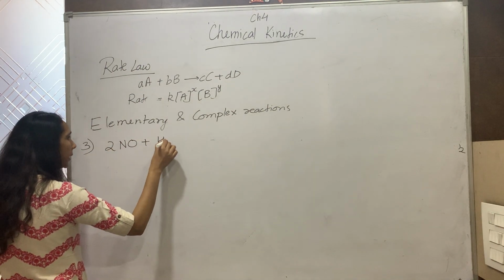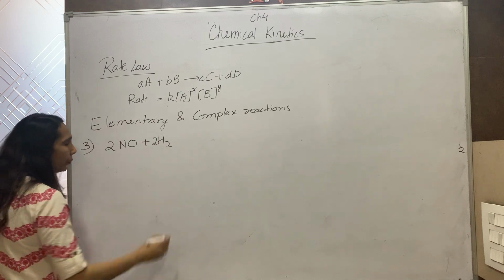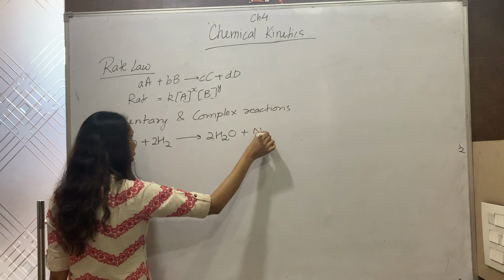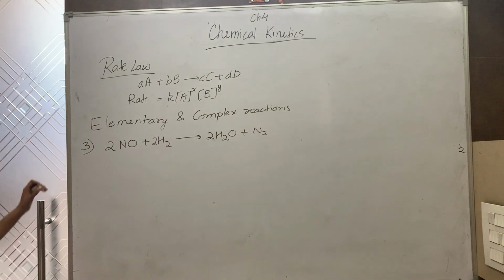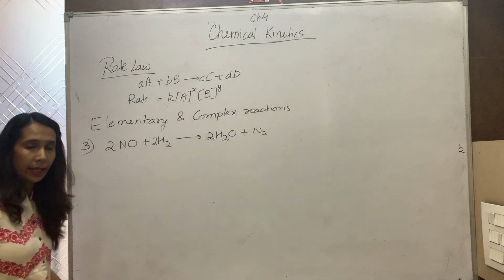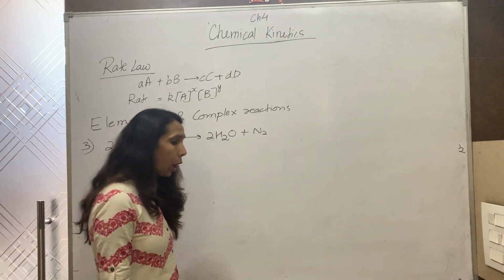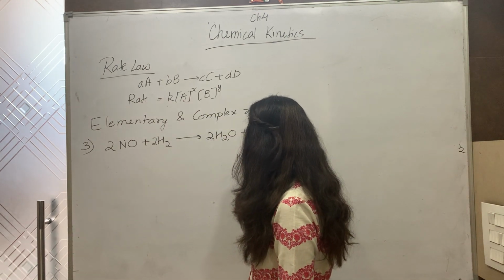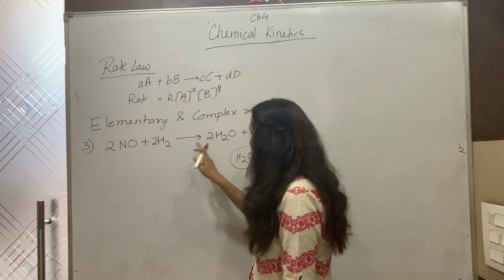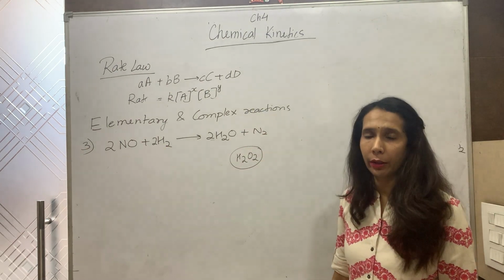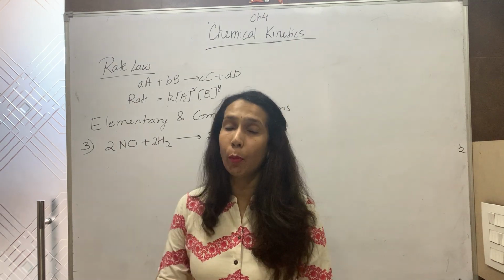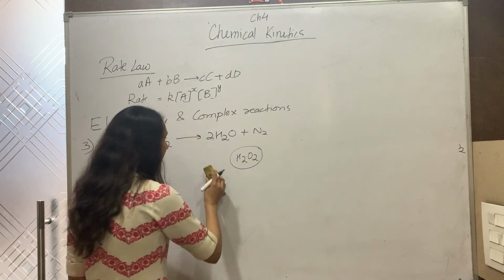2NO plus 2H2. It gives 2H2O plus N2. Now, the mechanism of this reaction was determined experimentally. It was found that during the experiment, H2O2 is formed as an intermediate. But we cannot see any H2O2 in the reactant or product. This shows that the reaction must be taking place in more than one step.